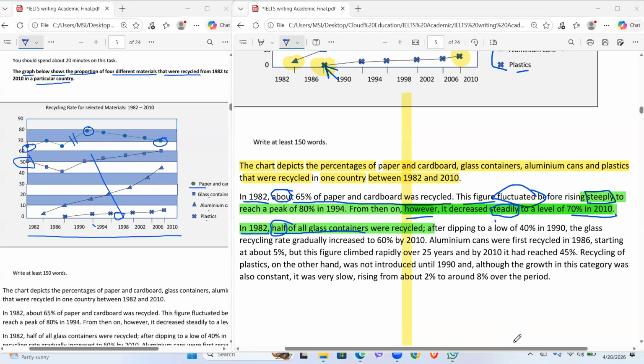Yes, sir. Okay. So after the dip, what is the use of semicolon? Anybody knows? Let's go. What is the use of this?